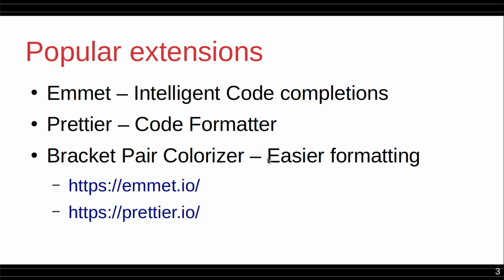Bracket Pair Colorizer is where sometimes you might be writing very big functions, so it's very easy to lose track of where a function begins and where it ends if all the brackets are the same color. So what this extension does is it adds color coding for different brackets, so that if you're writing a function, you know it begins somewhere and ends somewhere. If you're writing another inline function somewhere, I'm going to show you all these extensions in use just so you understand what I'm saying. And if you want to read more about Prettier, you can go to their website, which is prettier.io.